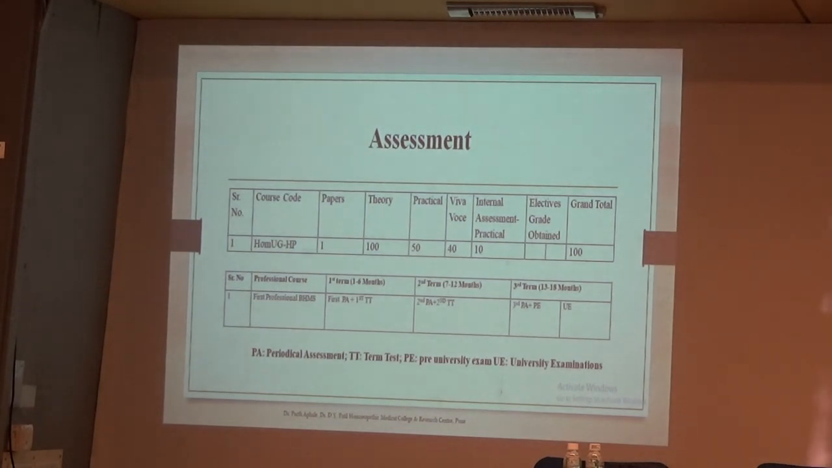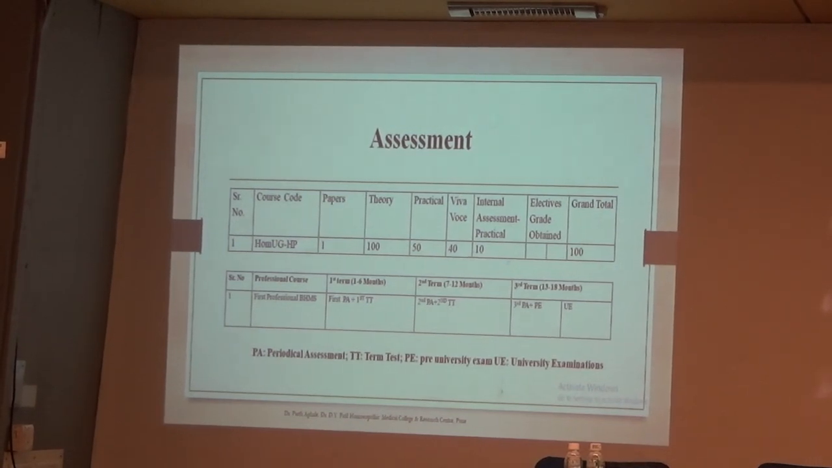Assessment, this is there in the syllabus. Course code is HOM-UG-HP. We'll have one paper, theory 100 marks, practical 50, viva 40, internal assessment 10. So total theory will be 100, viva and practical 100, but in that 100, 90 marks and 10 marks. 10 marks for the internal assessment.